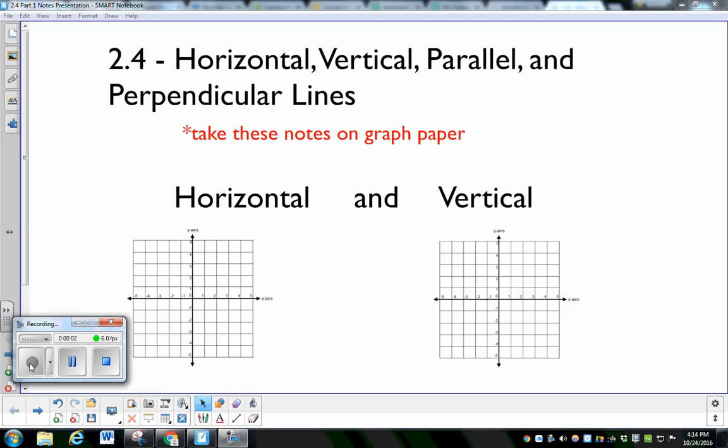These are the notes for section 2.4 part 1. They are over horizontal and vertical lines, and then we're also going to talk about parallel and perpendicular lines. Some of these things might be a little bit of review to you, but I think we could all use some practice. You want to make sure and take these notes on graph paper, and you might want to pause right now to write down what's on the screen right now.